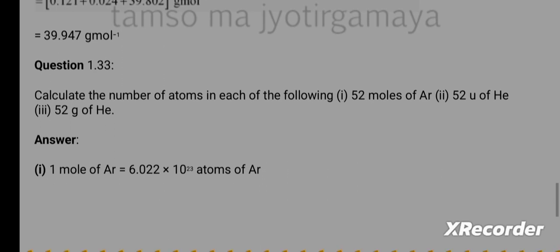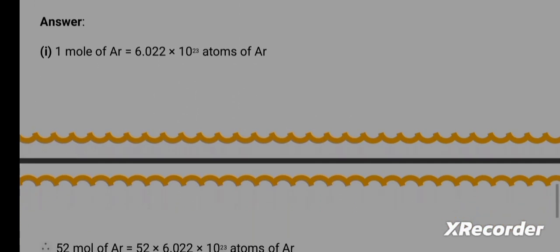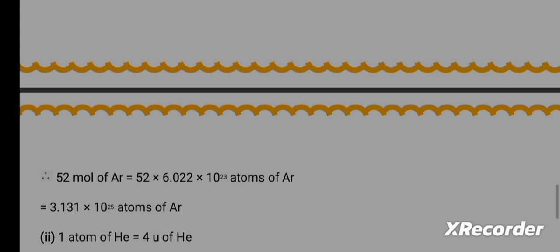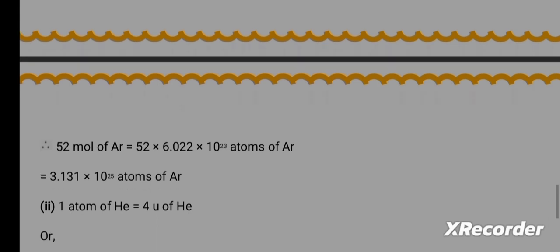Here you know that 1 mole of any substance is equal to Avogadro number. So 1 mole of argon is equal to 6.022 into 10 to the power 23 atoms of argon. Clear? When 1 mole has 6.022 into 10 to the power 23, then how many will be in 52 moles? So 52 multiplied by 6.022 into 10 to the power 23, and you can say 3.131 into 10 to the power 24, or sorry, 25.